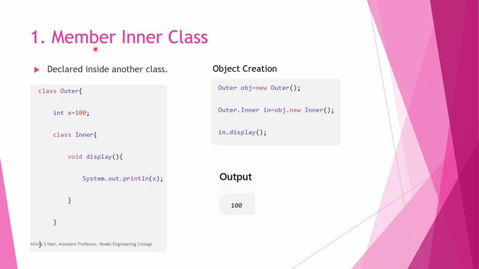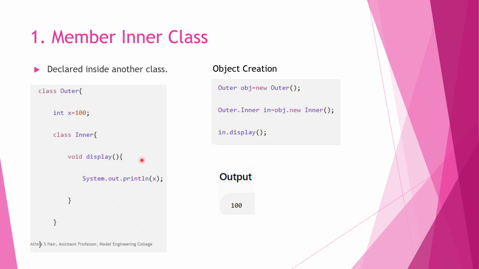The first one is member inner class. Here it is declared inside another class. Let's see an example. Here we have the outer class and the instance variable int x is equal to 100, and in the inner class there is a function display and we are printing x. So here inner is a member of outer, so it can access the outer class members.